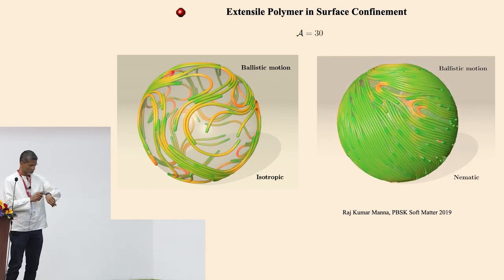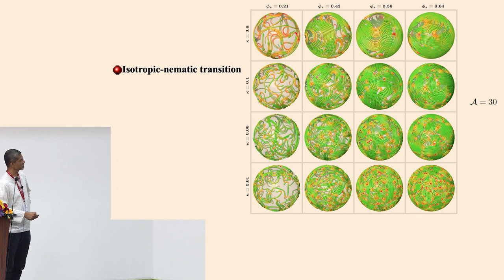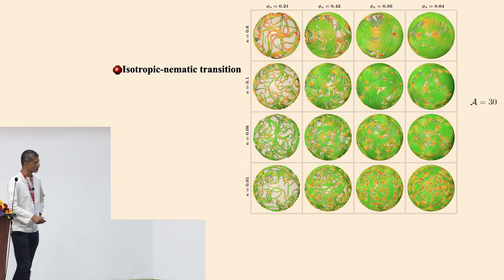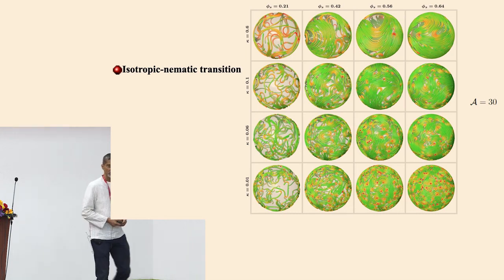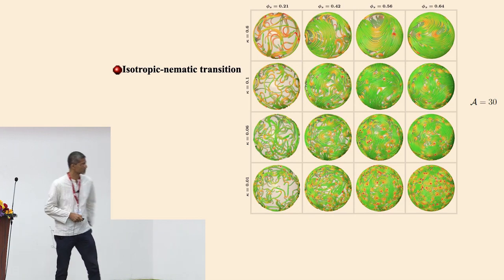One can look at this transition again as a function of concentration for a fixed activity. I'm plotting that here, and also as a function of the bending modulus. As you decrease the bending modulus of this polymer, you get more and more defects generated, and the nematic phase kind of disappears because so many defects are generated. So this nematic phase actually melts by generation of defects in this case.